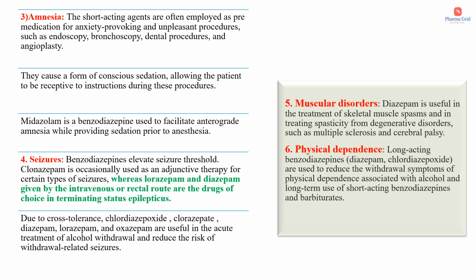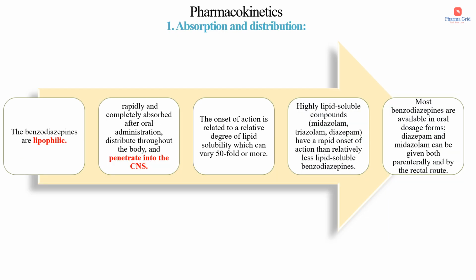So what are all the uses of benzodiazepines? They can be used for the treatment of anxiety, for sleep disorders, then for facilitating anterograde amnesia. The drug used is midazolam. Next, for the treatment of seizures, for alcohol withdrawal and reduce the risk of withdrawal-related seizures. Then for muscular disorders, especially multiple sclerosis and cerebral palsy. Then physical dependence. Okay, so all these are the therapeutic uses of benzodiazepines. Coming to the pharmacokinetics, the benzodiazepines are lipophilic.